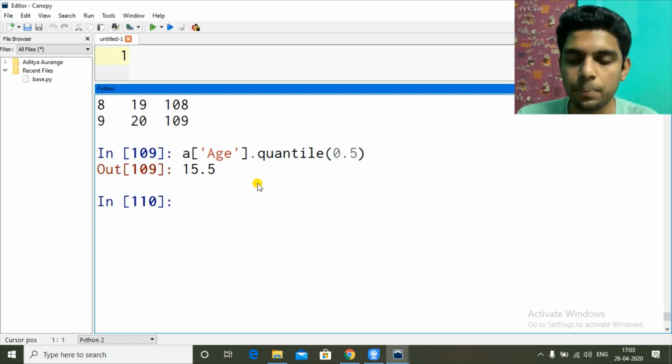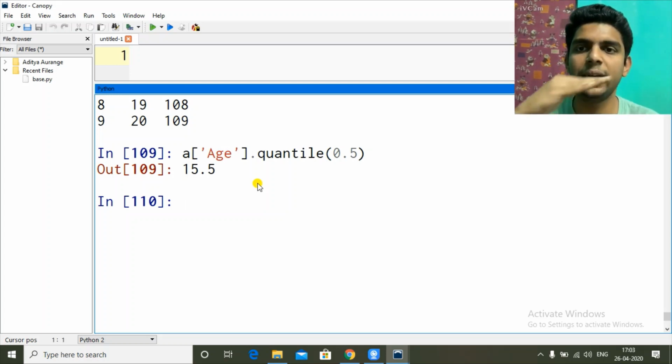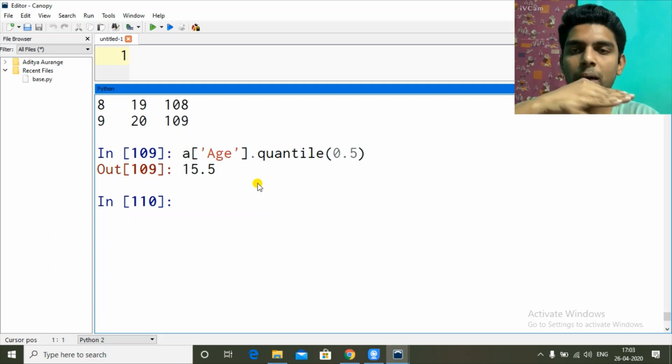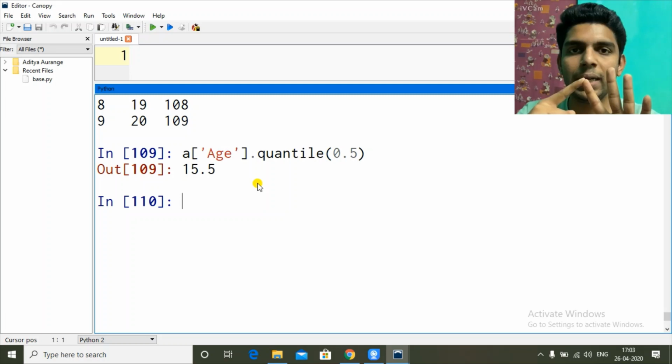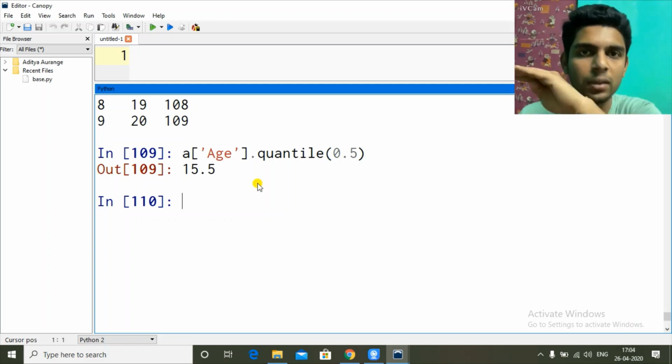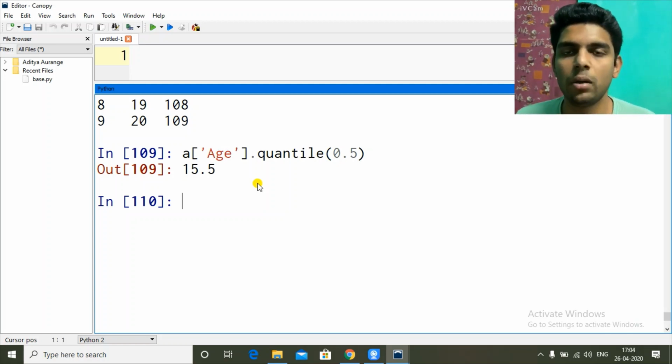Quartiles are those values which divide the data set into 4 equal parts. So this was my whole data set: one part of the data set, second part, third part, fourth part of my data set, which are equal in size, after the values are arranged in ascending order. So first the values are arranged in ascending order.